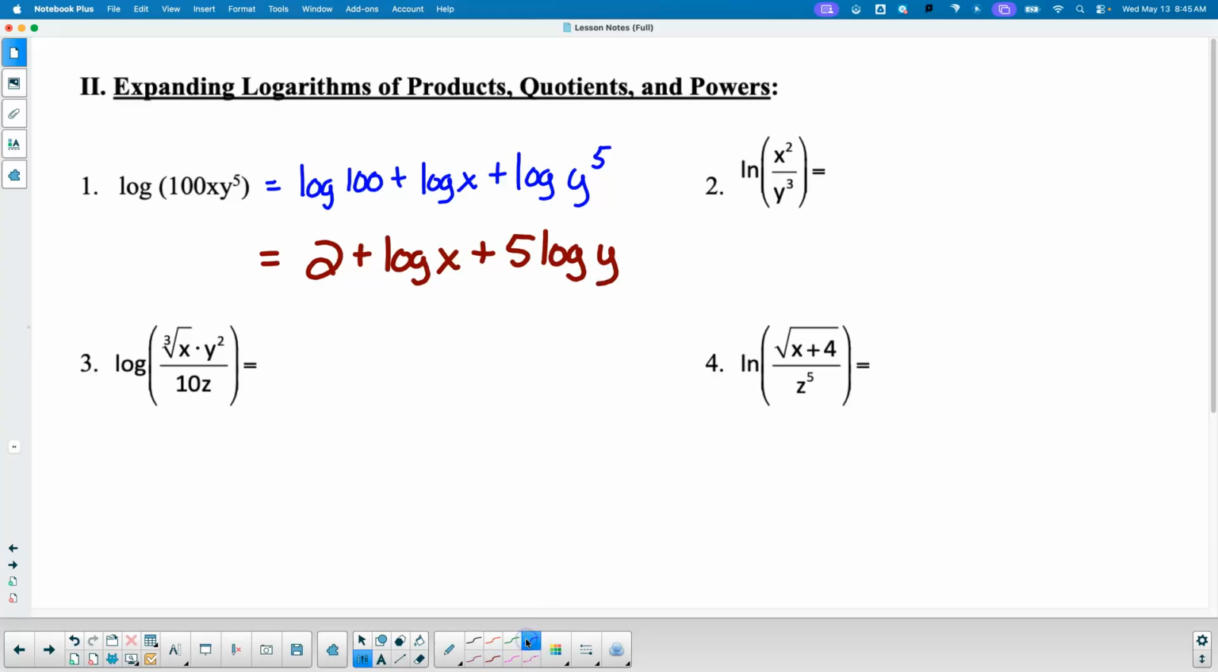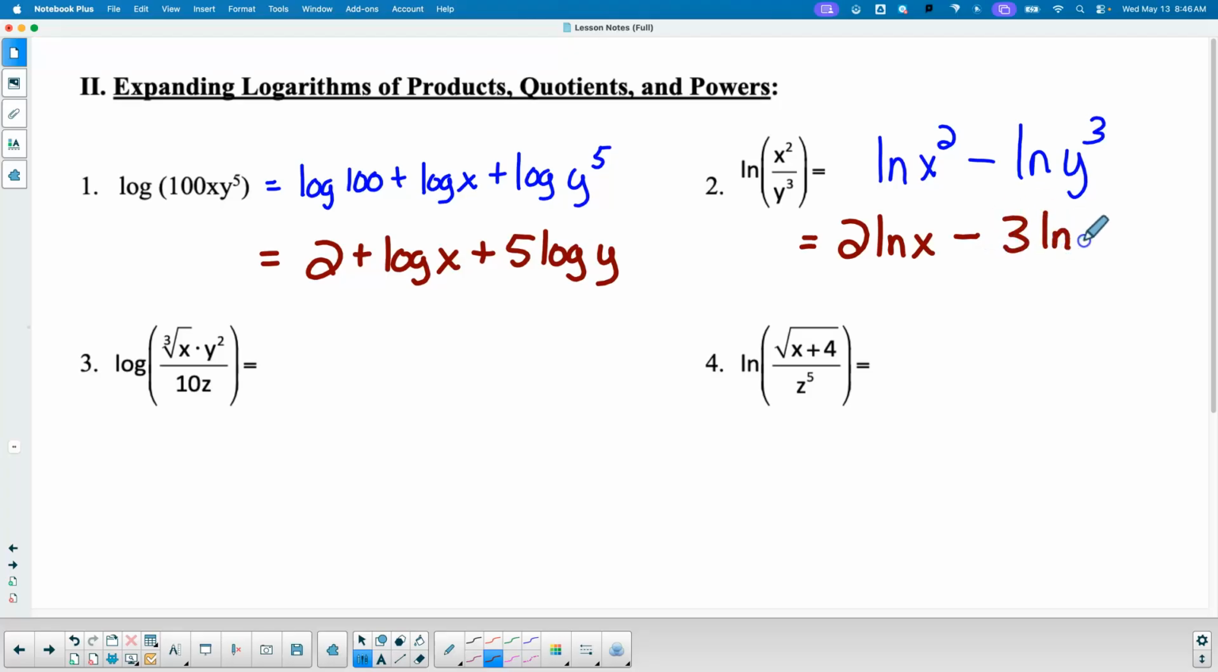In number 2, we'll do a quotient one right away. In number 2, I like the natural log of x squared minus the natural log of y cubed. Do I like the natural log of x squared? What do I like in its stead? 2 natural log of x. Do I like natural log of y cubed? Nope. What do I like instead? 3 natural log of y. Okay?